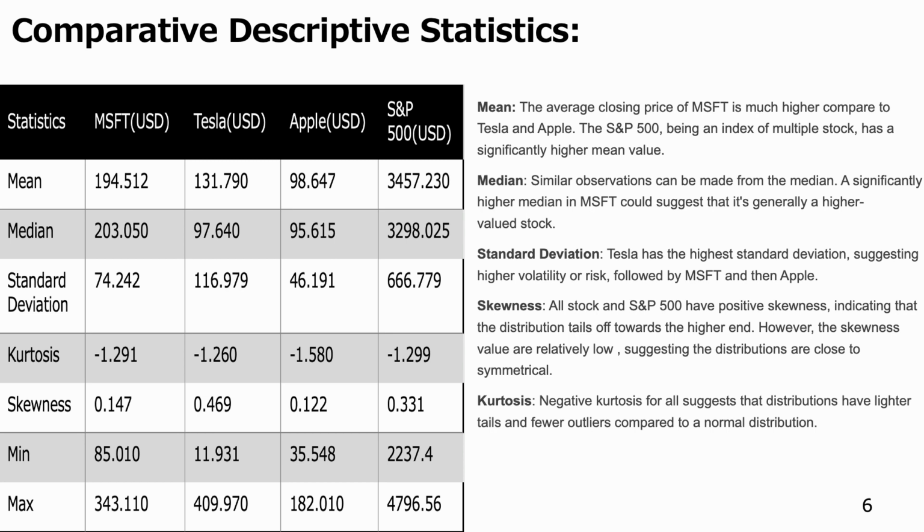Standard deviation. Tesla has the highest standard deviation, suggesting higher volatility or risk, followed by MSFT and then Apple. Skewness. All stocks and the S&P 500 are positively skewed, indicating that the distribution tails off towards the higher end. However, the skewness values are relatively low, suggesting the distributions are close to symmetrical. Kurtosis. Negative kurtosis for all suggests that the distributions have lighter tails and fewer outliers compared to a normal distribution.